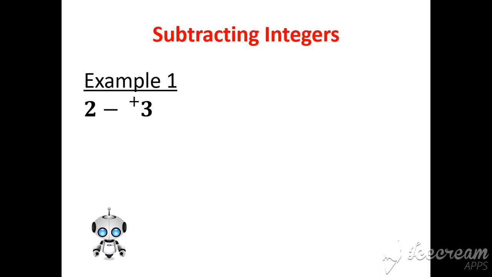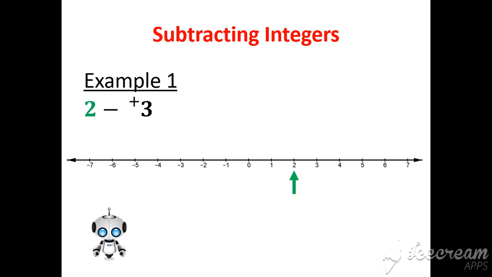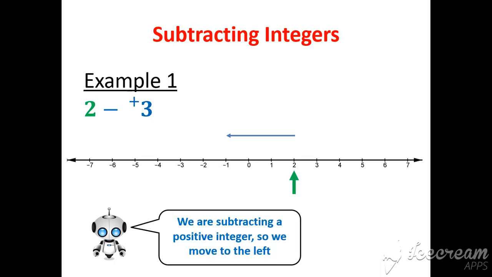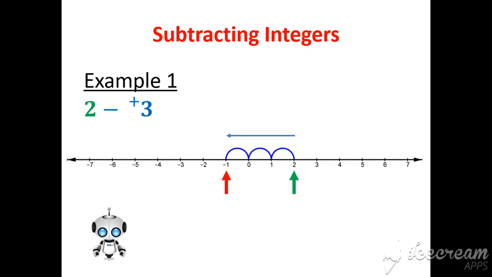Here's example 1. 2 subtract positive 3. So here's our number line, we're starting at 2 and we're subtracting a positive integer, which means we're moving to the left. We're going to move to the left 1, 2, 3 times and we end up at our answer of -1. So 2 subtract positive 3 is equal to -1.